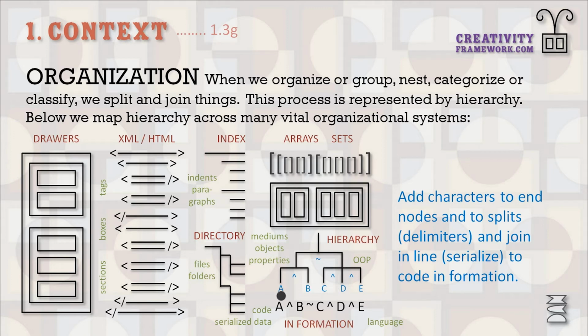Okay, now if we take letters and put them on the bottom, A, B, C, D, E on the leaf nodes, and then we put these little characters that are dividers that are on levels, so caret, caret, caret on these levels and a tilde on that level, or a hat, hat, hat, and a squiggle, those are called delimiters. They delimit, they split. And then we can get A, caret, B, tilde, C, caret, D, caret, E. And from this, which is in formation, it's in a line, information, like marching along in a line. It is information. That's what information is.